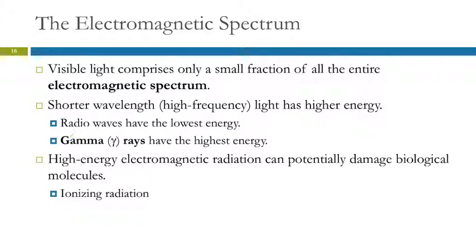Things like radio waves are also electromagnetic radiation. They have very long wavelengths, very low frequencies, and very low energy. So high energy electromagnetic radiation can damage biological molecules, and it can do so by ionizing the molecules, so making a molecule into an ion, knocking electrons off. It's called ionizing radiation, and it's damaging, and it can actually kill you.